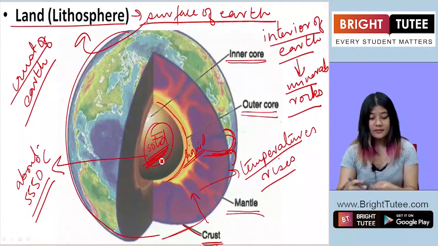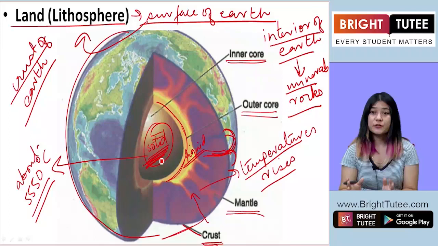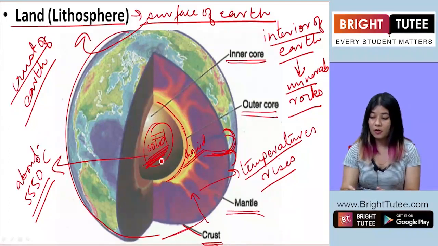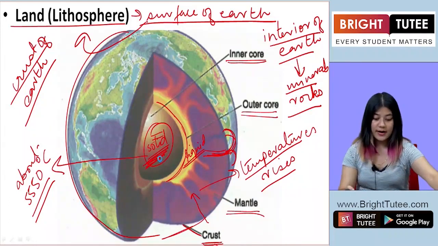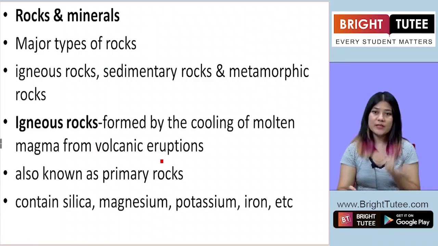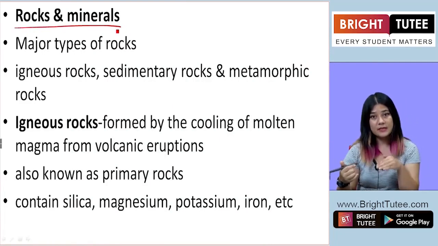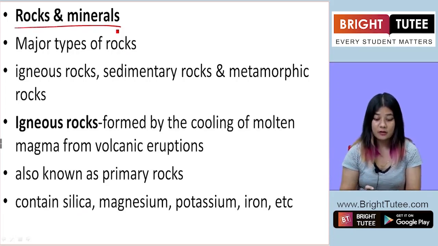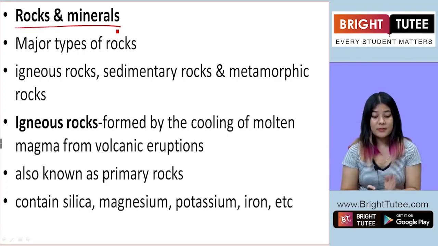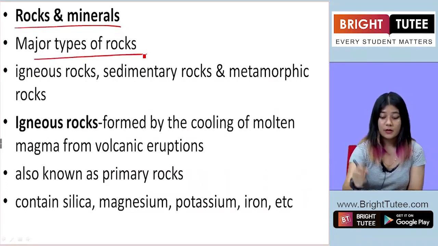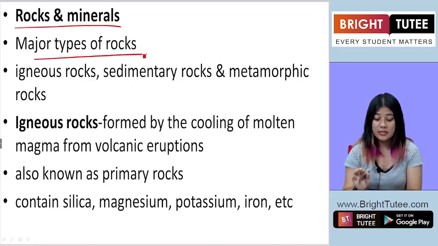So, this is what the lithosphere is, and the interior of the Earth. Now, we said that on the Earth's surface we find rocks and minerals. As you dig beneath the crust of the Earth, we find rocks and minerals there as well. So, the major rocks that we find are of three types.